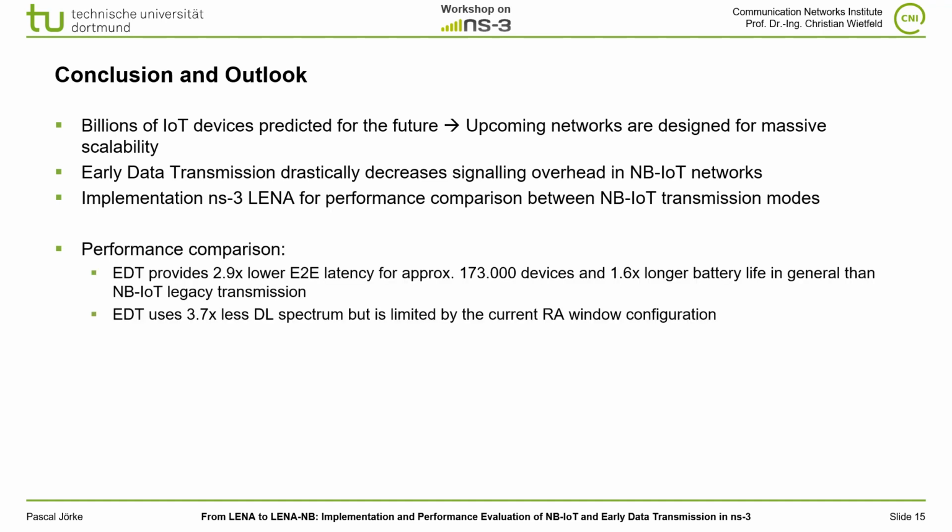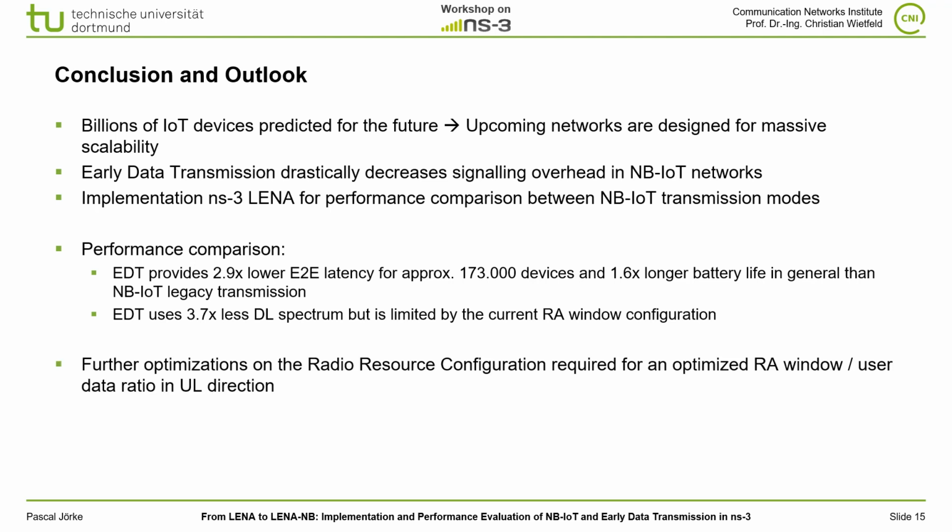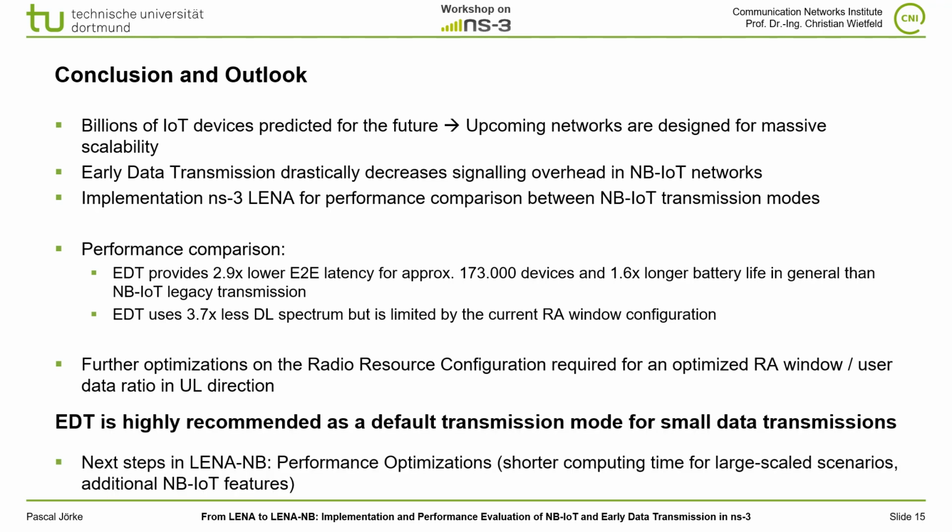The results show that EDT provides 3 times lower end-to-end delay, along with 1.6 times better battery life than legacy NB-IoT transmissions. Additionally, EDT uses 3.7 times less downlink spectrum, but is equally limited by the used random access window configuration. Still, all transmission schemes have shown good scalability, which can be extended with further optimizations of the radio resource configuration in terms of optimal random access window to user data ratio, along with using non-anchor carriers for additional resources. All in all, EDT is highly recommended and should be used as a default transmission mode.